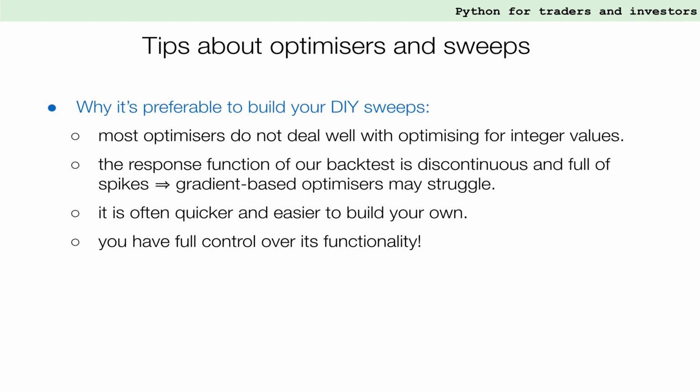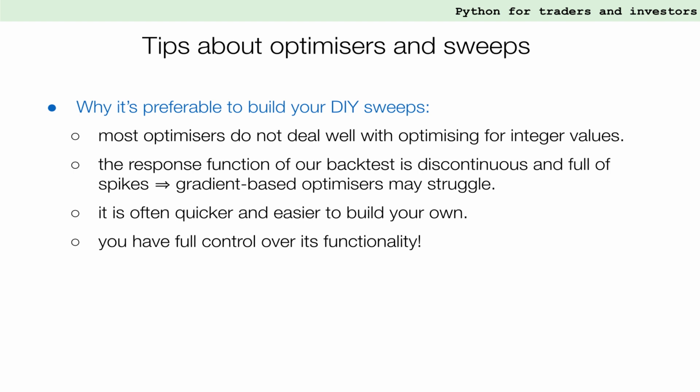Python also has a number of optimizers we could use. For example, the scipy.minimize package. And there are also packages for simulated annealing and genetic algorithms. However, there are various reasons why you would build your own sweep. First of all, most optimizers do not deal well with optimizing for integer values, as it is the case here.